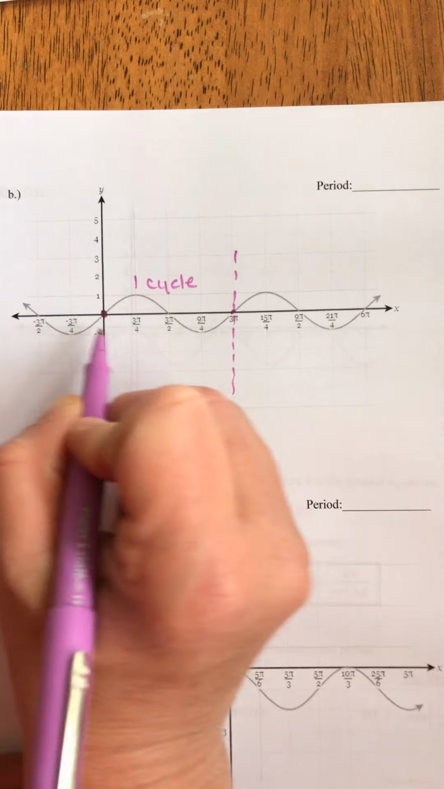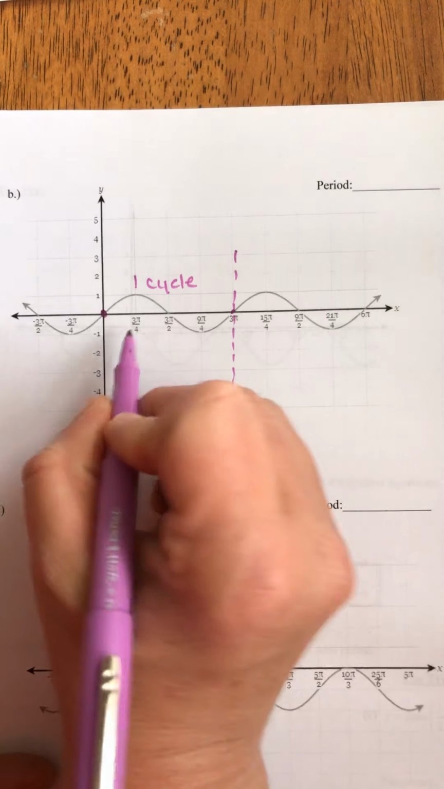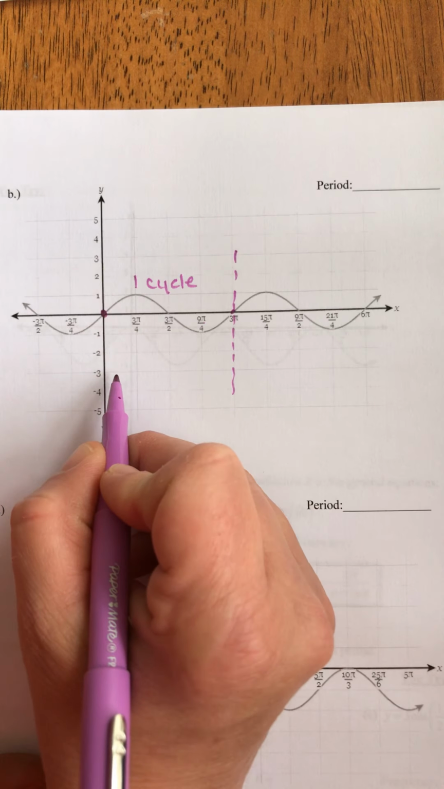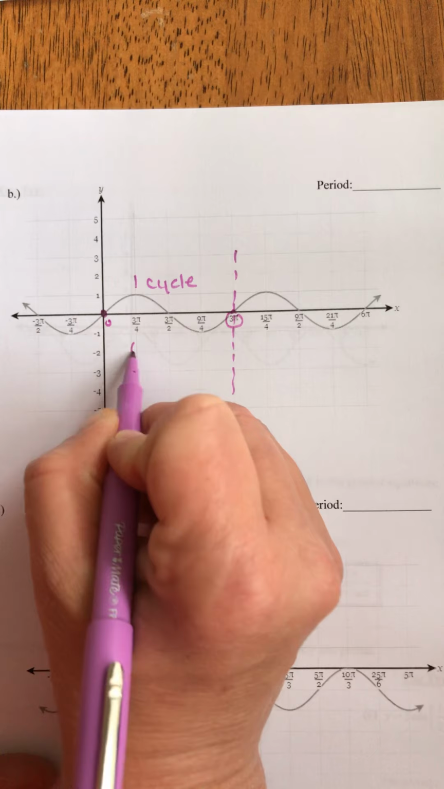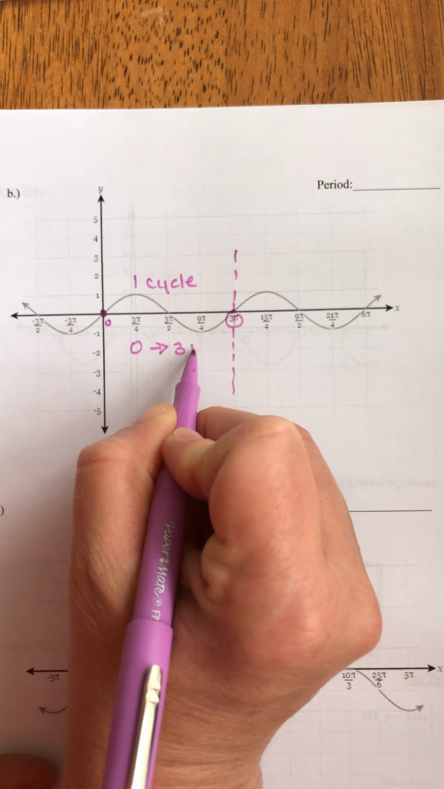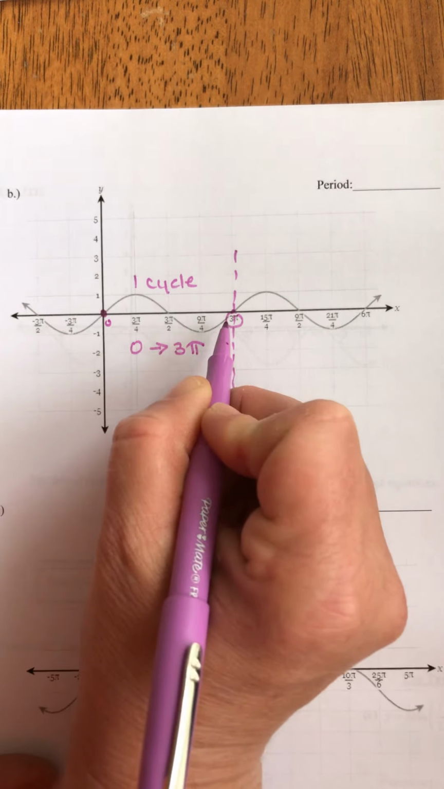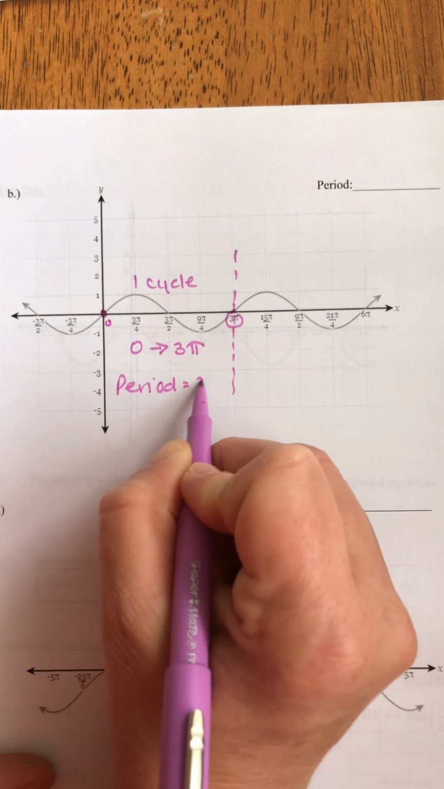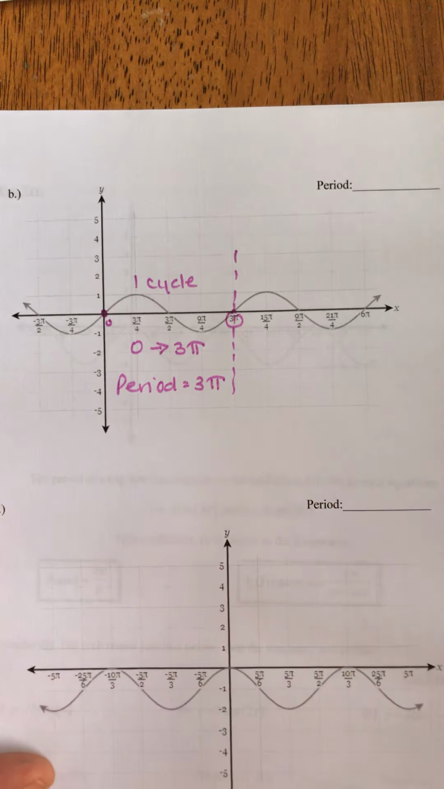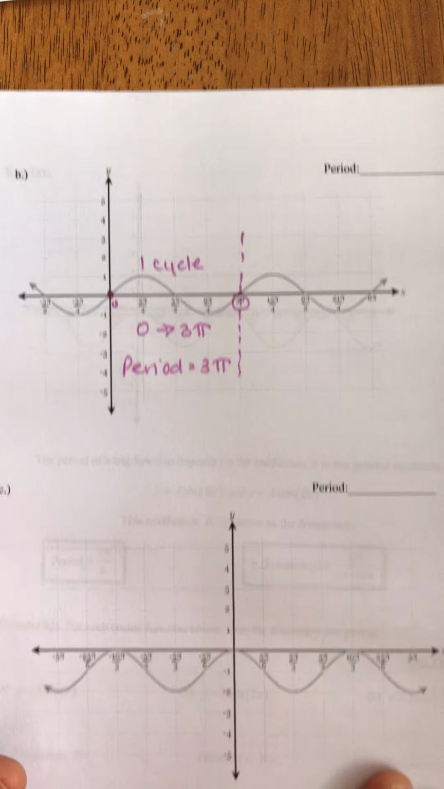This repeats it, and over here it's the start of repeating in that direction. How long does it take in the x-axis to complete one cycle? Well, it starts at 0 and it ends at 3 pi. It goes from 0 to 3 pi. That's one complete cycle. So the period equals 3 pi. That's all there is to it, guys.